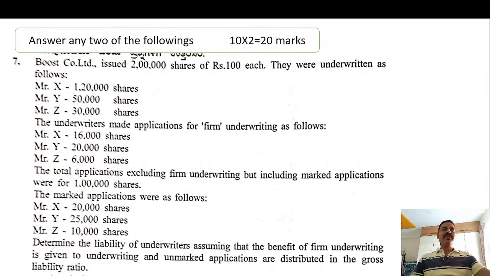Okay students, let's start section C. Here you have 4 questions, and you have to solve 2 problems or 2 theoretical parts. You'll have 20 marks over here. Again there is a question on underwriting of shares. For this, I am requesting you to watch the 2 sessions in my YouTube channel, the 15 marks sessions. The same kind of questions are solved there, with different problems.